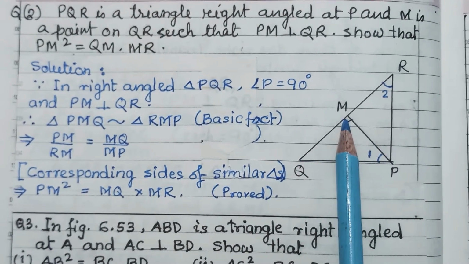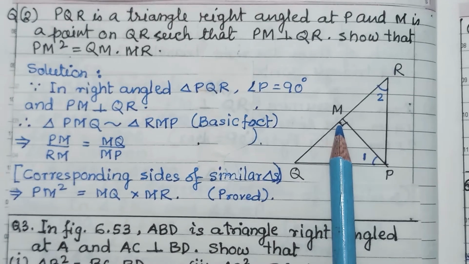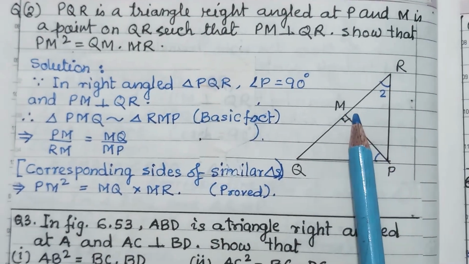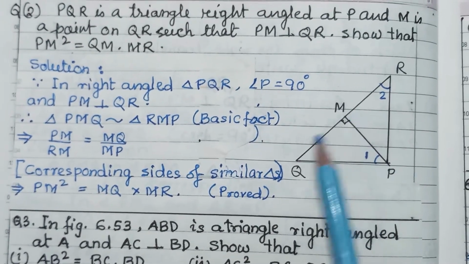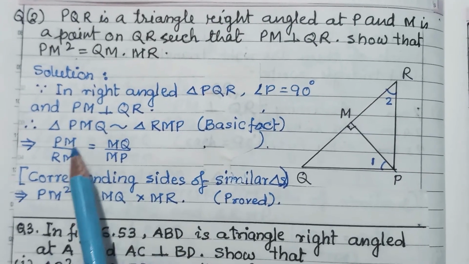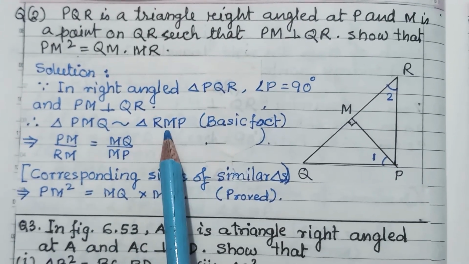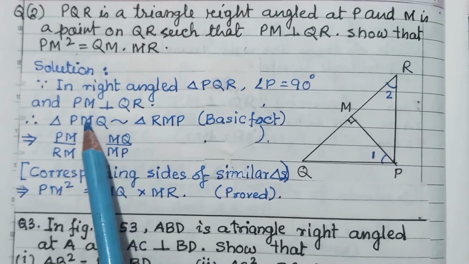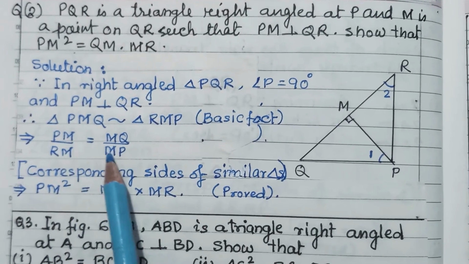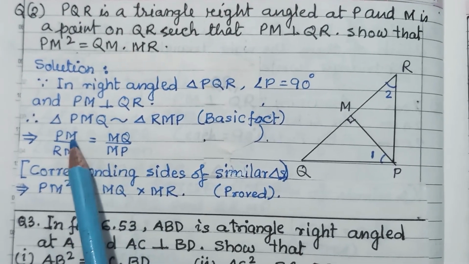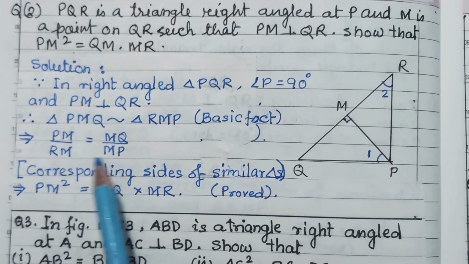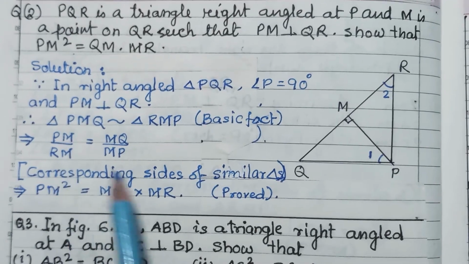PMQ, with the right angle in the middle, and RMP, with the right angle again in the middle. In this way you have to choose the triangles and write the alphabets. Now check it. PM upon RM is equal to MQ upon MP. Now cross multiply. PM and MP are both the same sides. So we can write PM square is equal to MQ into RM. Got it?